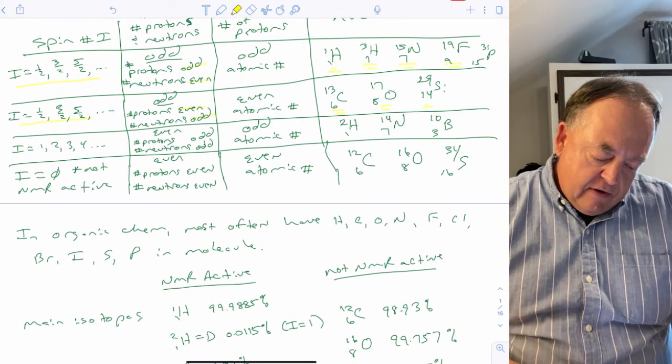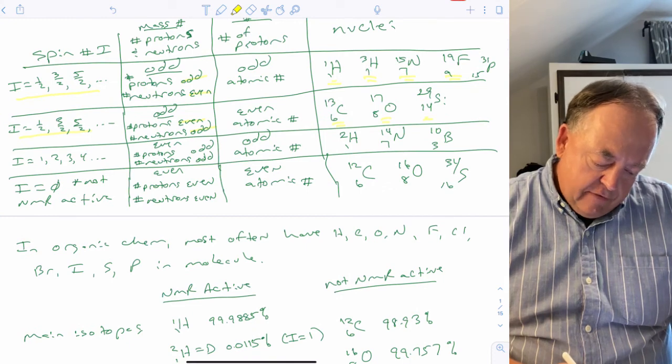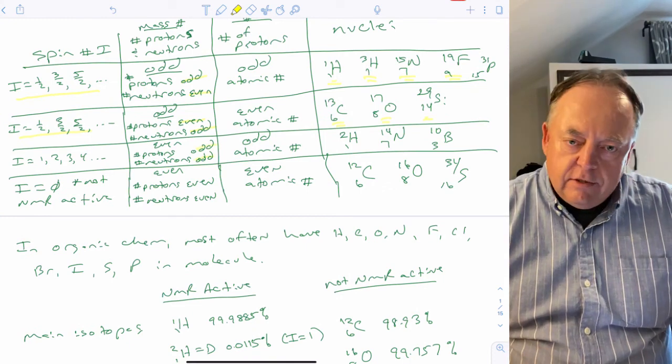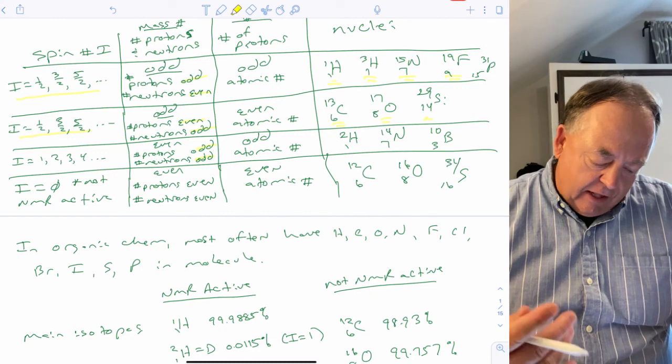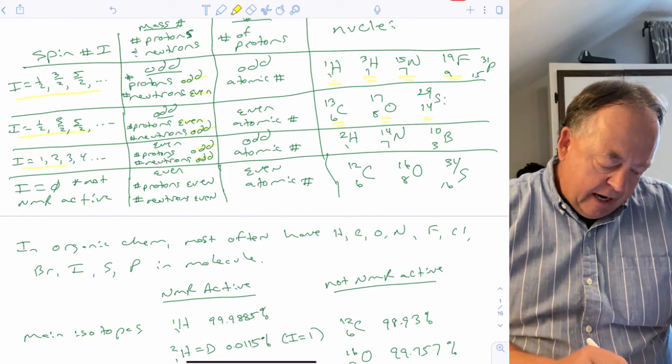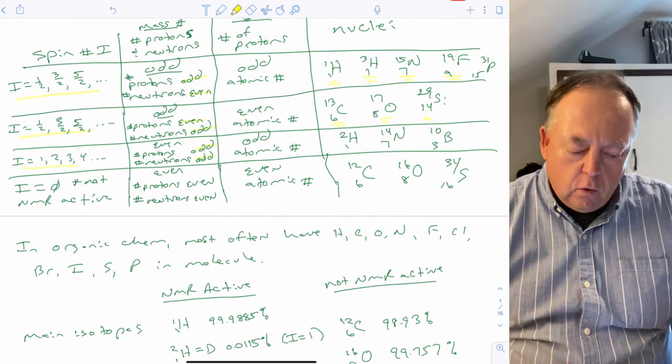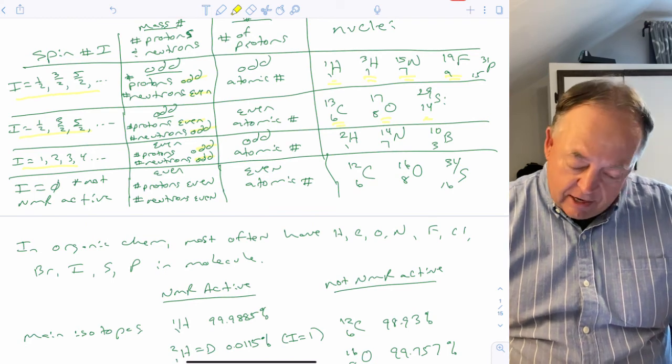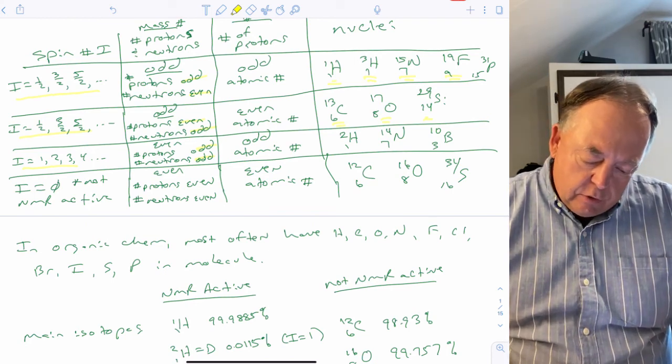Or you could have an even mass number. So two ways you could have that, right? You could have an odd number of protons and neutrons. If that's the situation, then your I value is 1, 2, 3, or 4, a whole number. They're NMR active. Examples of that would be deuterium or nitrogen 14.